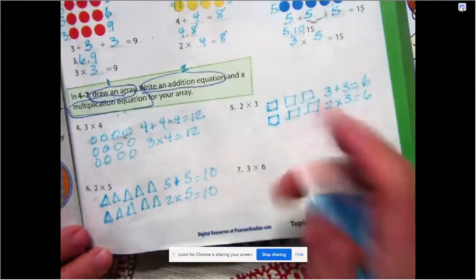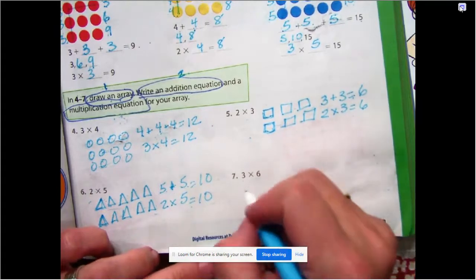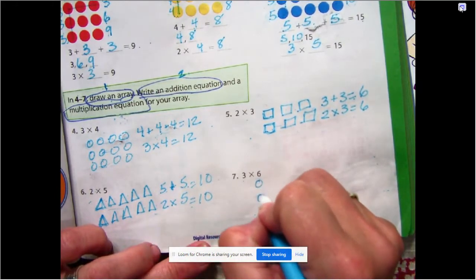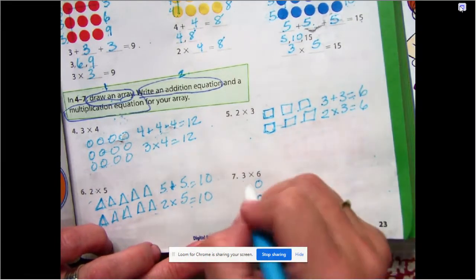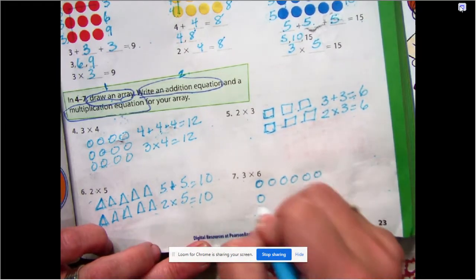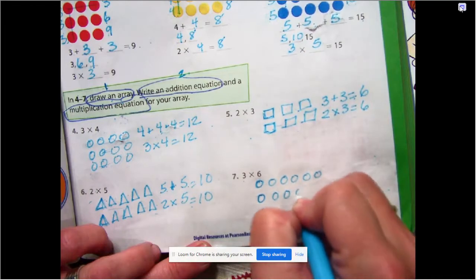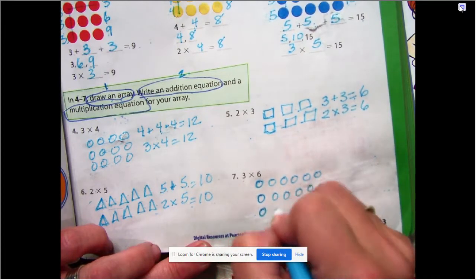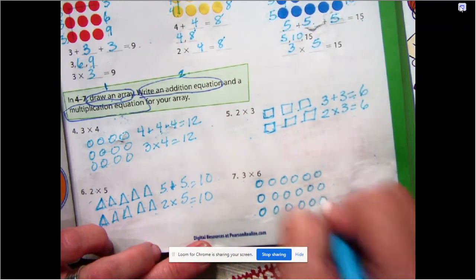Number 7, 3 groups of 6. So we have 1 group, 2 groups, 3 groups. There's 6 in each one. 1, 2, 3, 4, 5, 6. 1, 2, 3, 4, 5, 6. 1, 2, 3, 4, 5, 6.